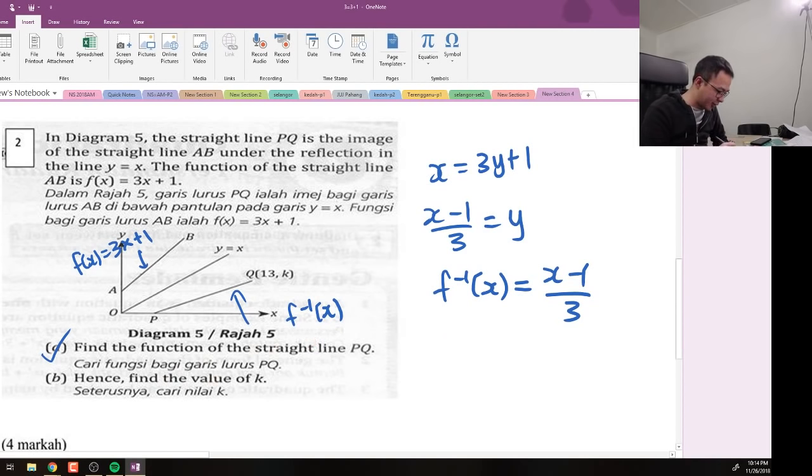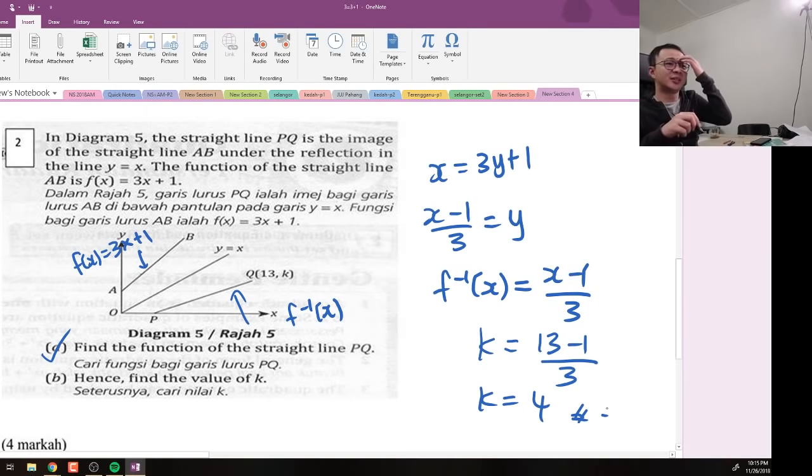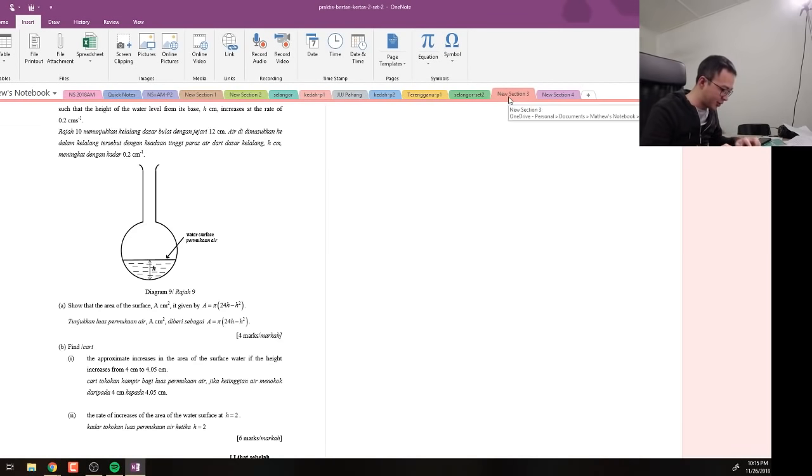Okay, the next part is, hence find the value of k. To find the value of k, you just substitute into here. k will equal (13 minus 1) over 3. k equals 12 over 3, which is 4. Alright, this kind of question is just knowledge based. You need to know that whenever there is reflection on the line y equals x, you will get f inverse. Reflecting f inverse, you will get f(x). Alright. And then this question as well.